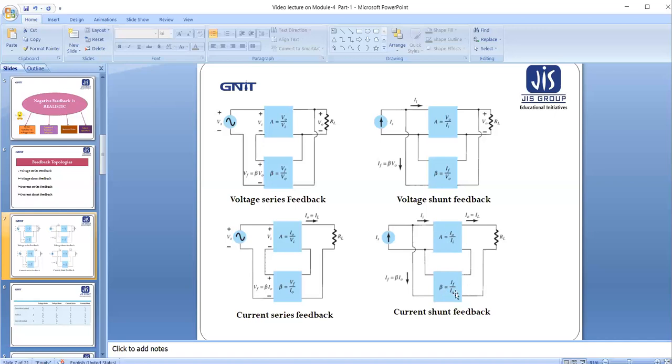So this is a purely current transmission. This is a voltage transfer. It is some hybrid, that is from voltage to current, current to voltage. So these are the cross-coupled, whereas these are the straightforward feedback circuits.